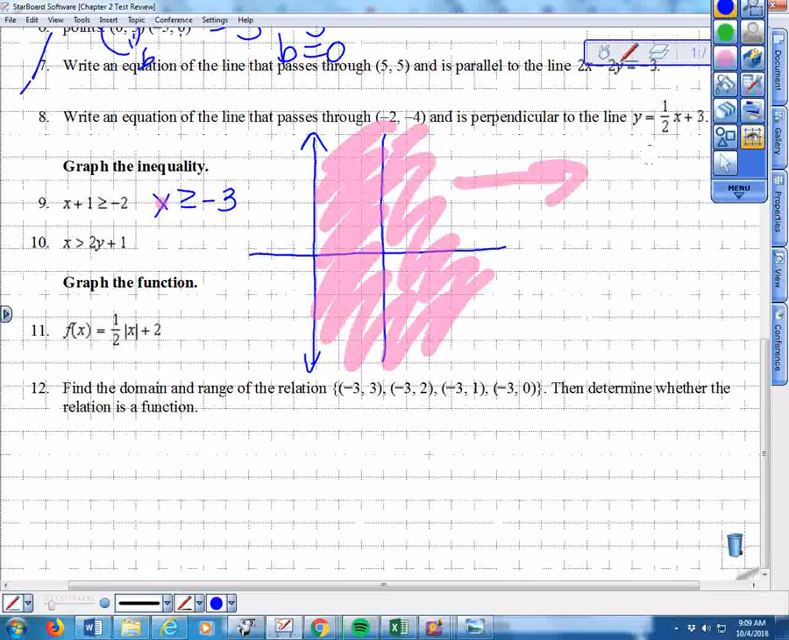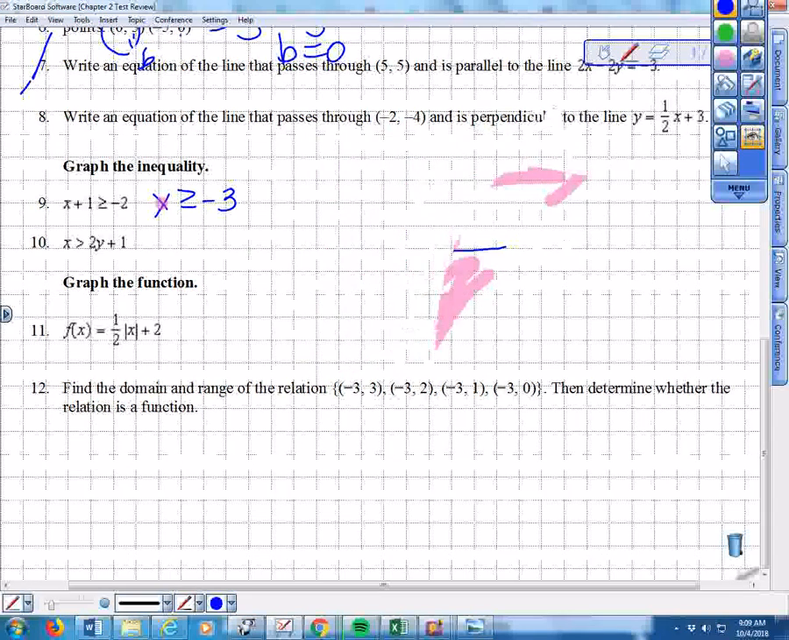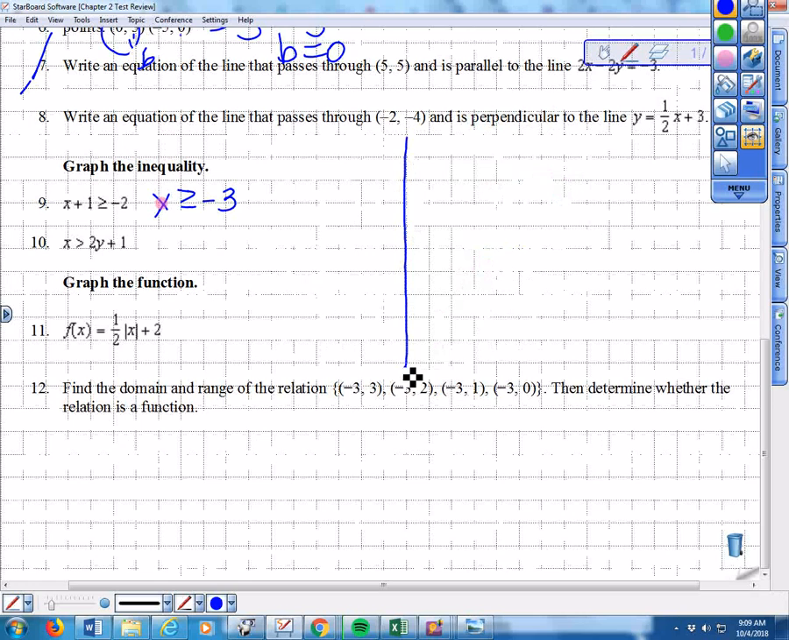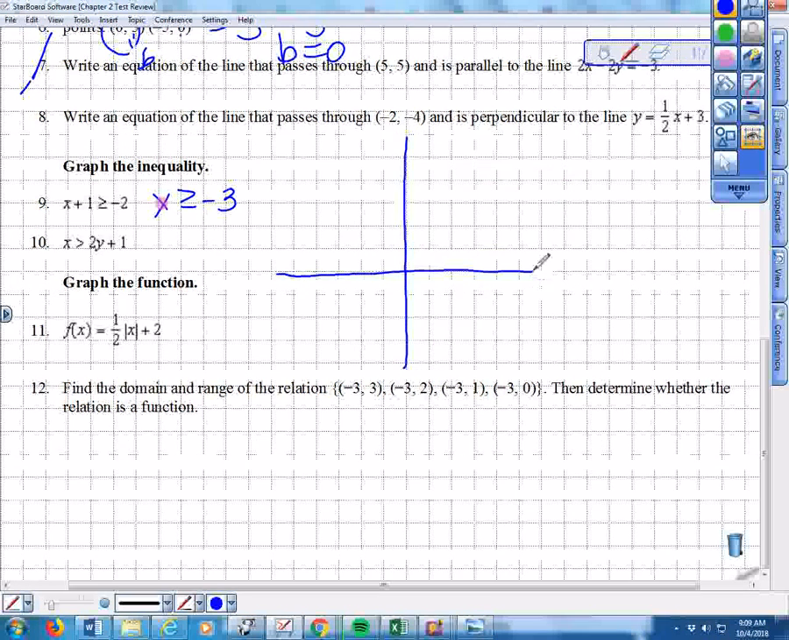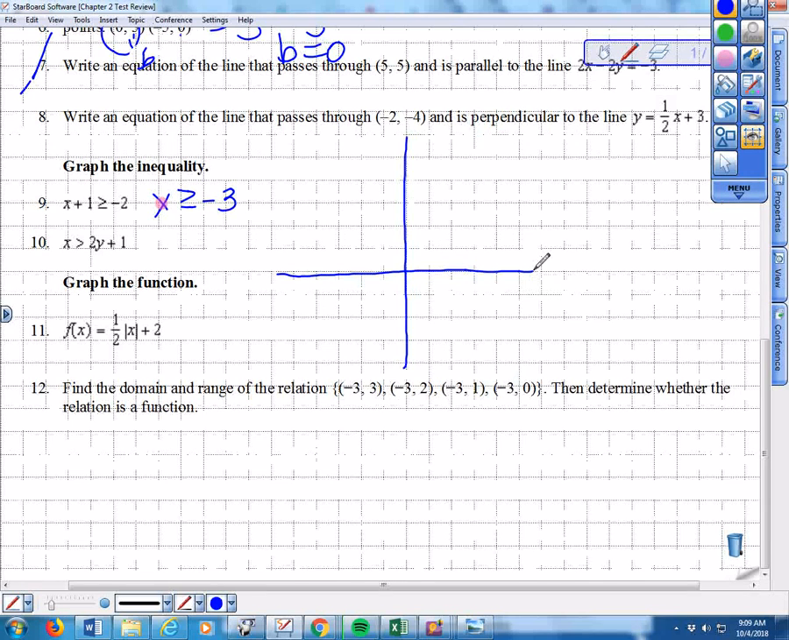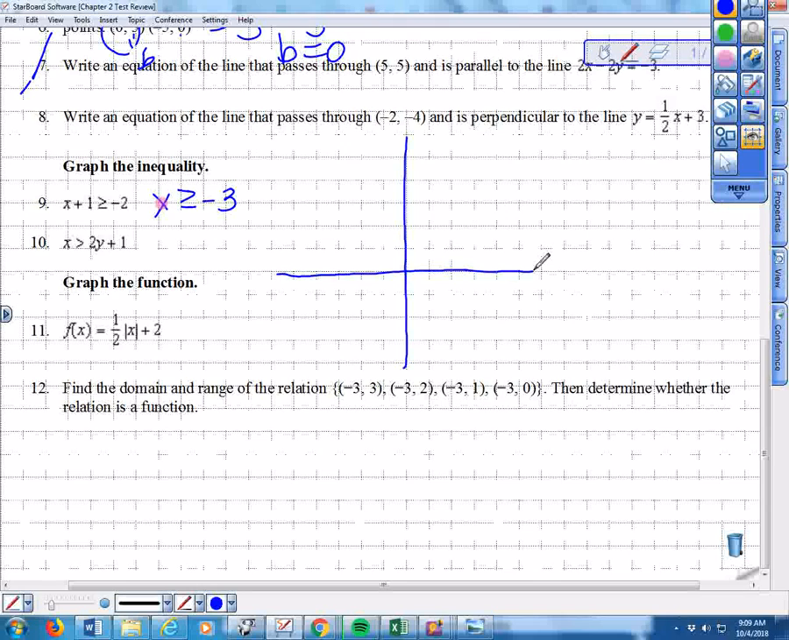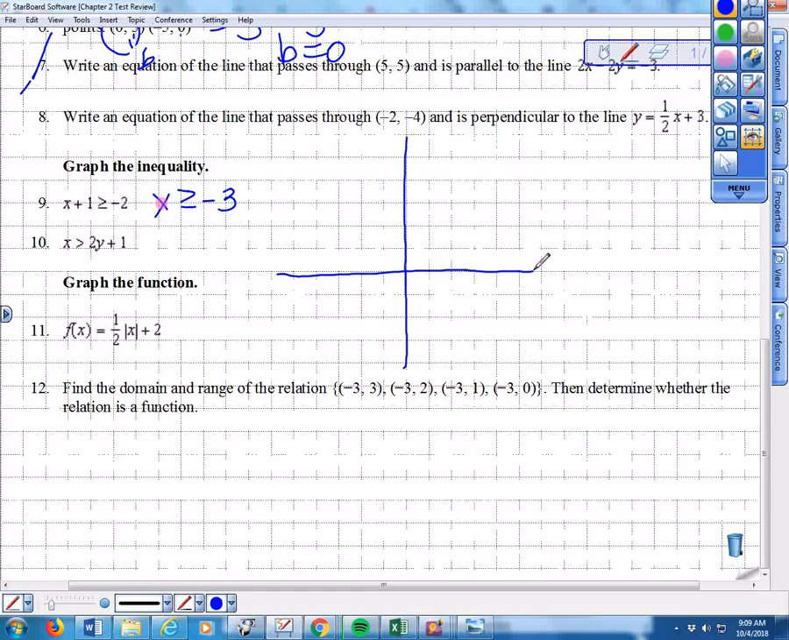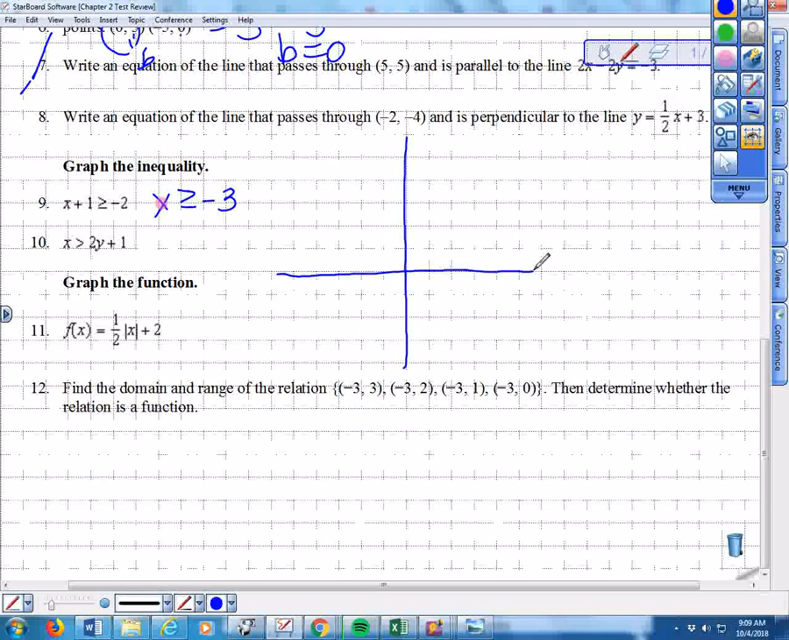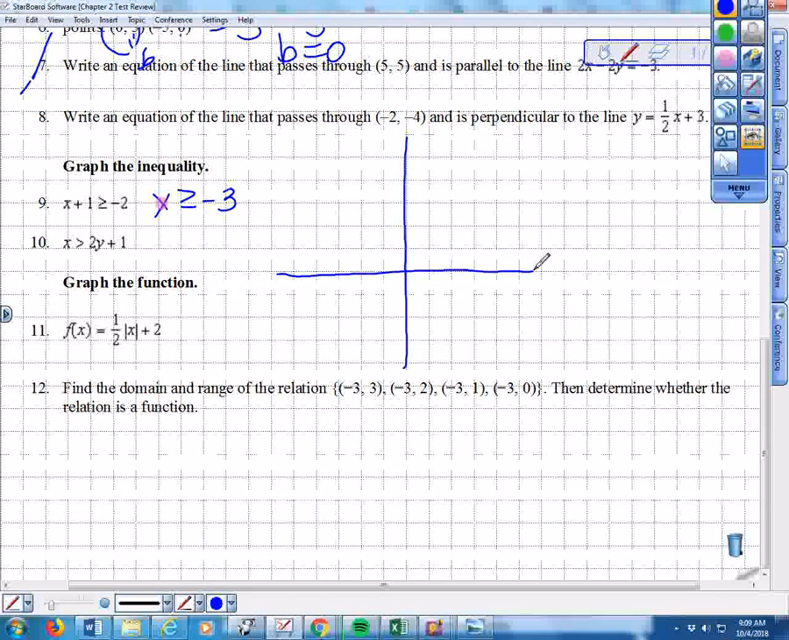Okay, next one. X is greater than 2y plus 1. I could do one of two things. I could move it into standard form and then use the intercepts to graph it, or I could solve for y. I'm probably going to choose the standard form because if I solve for y, I can see already I'm going to end up having to flip it over and I might miss the sign flip because I know myself. You've got to know yourself and know which way is easiest for you.